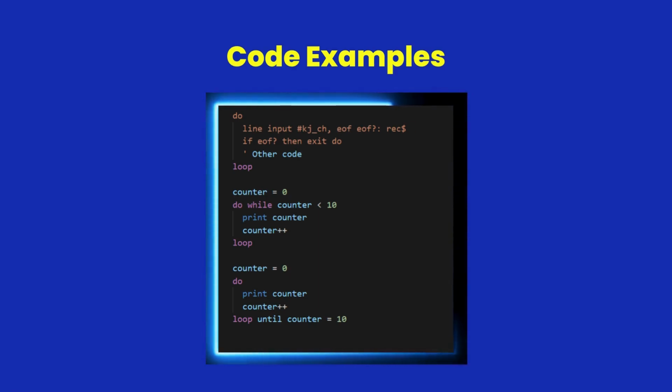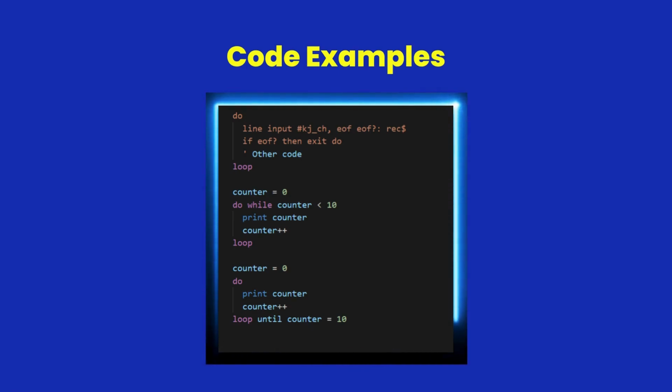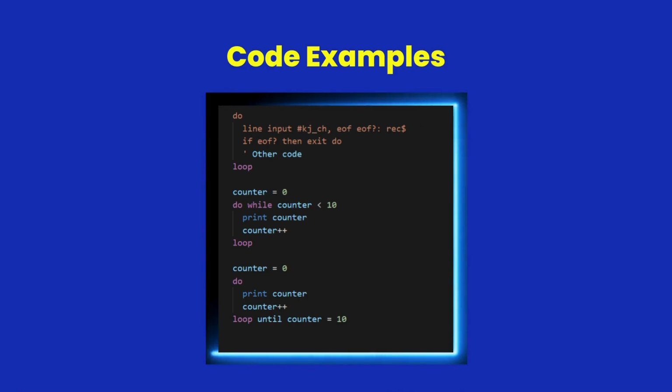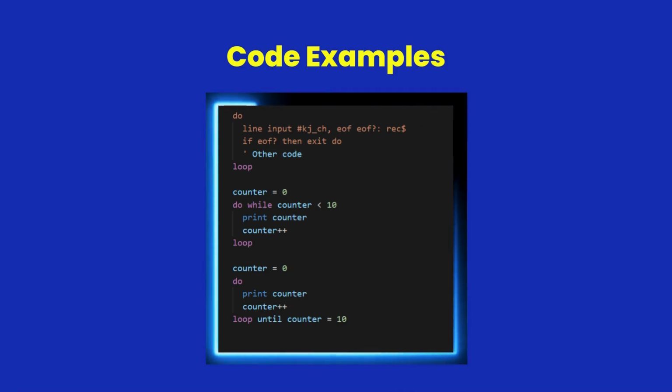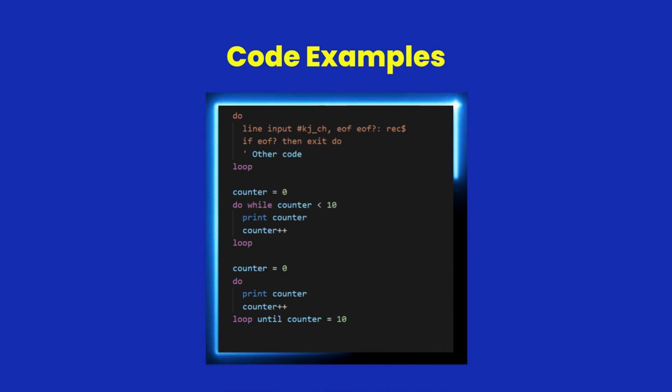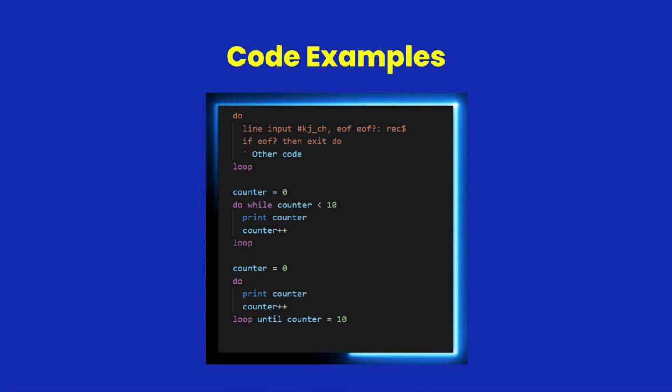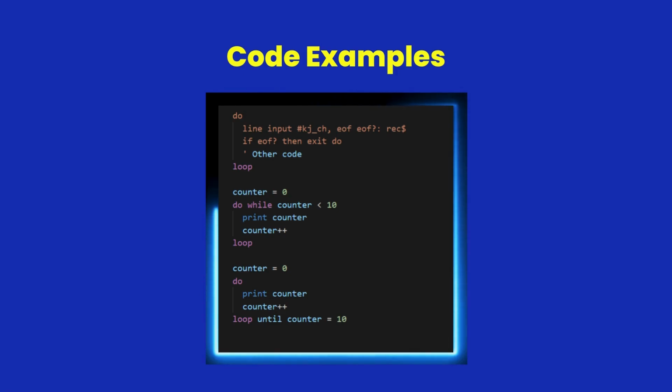Next, we use a while loop to iterate as long as a condition is true. This loop continues to execute while counter is less than 10. It prints the value of counter and increments it by 1 with each iteration.